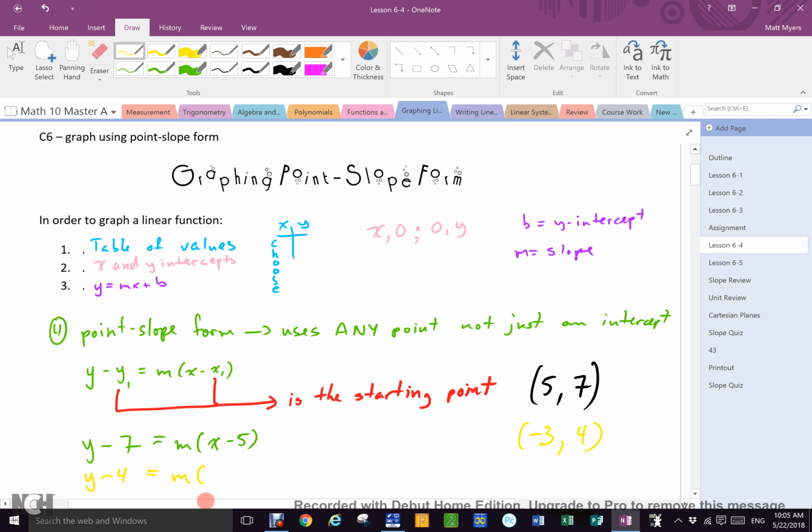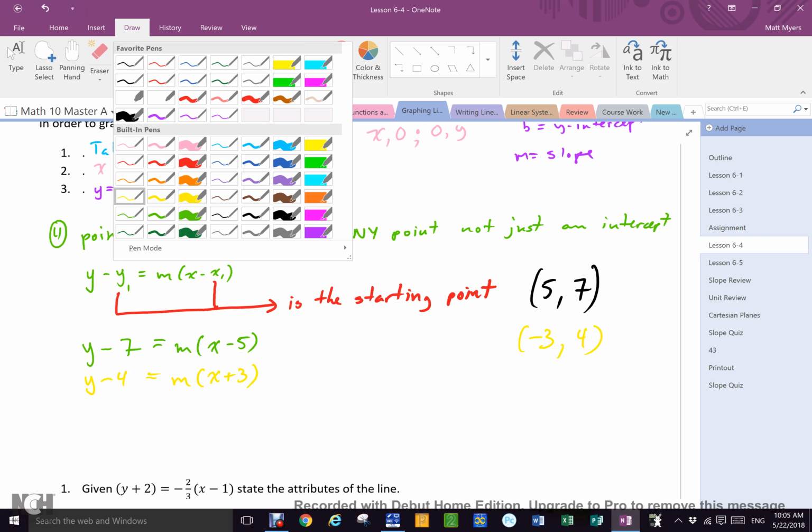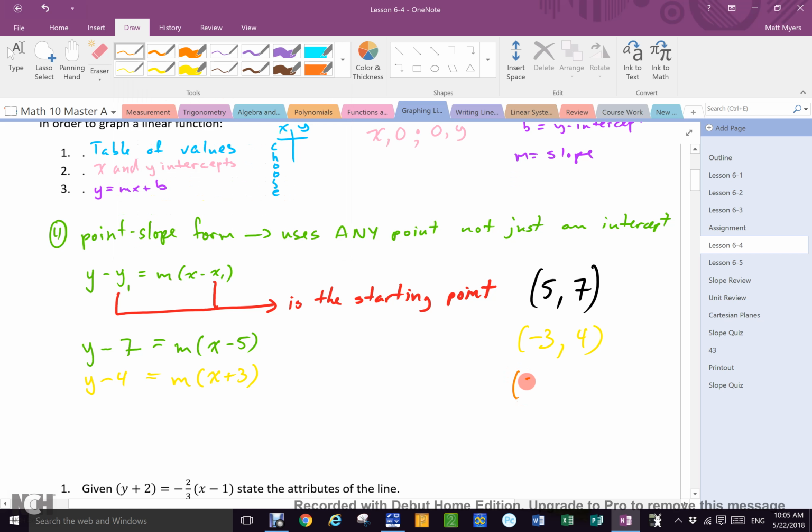X minus 3, which would be what? X plus 3. What if I told you that it was 3 minus 7? What would it be? Y minus 7, which would be? Y plus 7 equaled m, then what? X minus 3. Does everybody see?